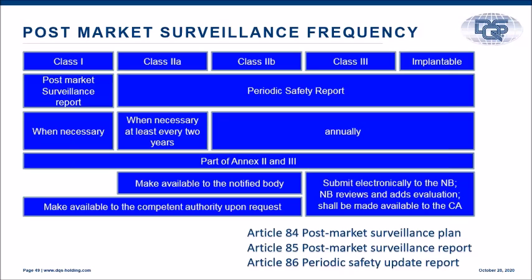So it is to be part of Annex 2 and Annex 3. Annex 2 is the technical file. Annex 3 is your post-market activities in the technical file. So you need to make this available to the notified body for class 2A, class 2B. And up to class 2B, you make it available to the competent authority upon request. For implantable category of class 2B products or class 3 products, you need to submit electronically to the notified body. And the notified body reviews it, and its evaluation shall be made available to the competent authority.